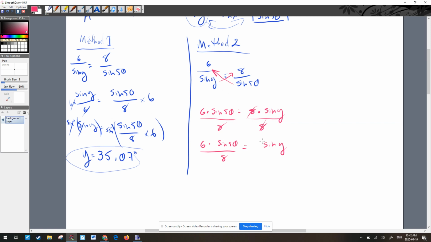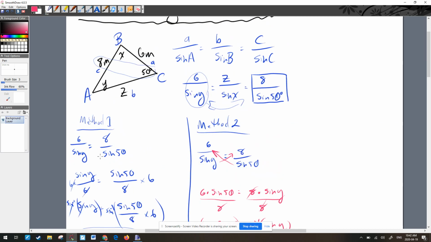So now I'm just going to sine inverse both sides, right? Sine inverse the left, sine inverse the right. Those are going to go away, and we're going to have just y equals, and then I can type that into my calculator. Well, it's the exact same thing as what I typed in over here. So it's going to end up being 35.07 degrees.